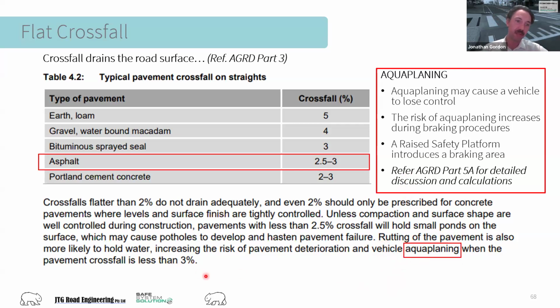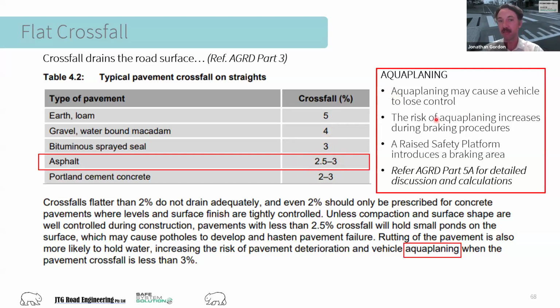So I'm bringing this up in the context of a raised safety platform because less than 2.5% in roads, particularly existing environments, particularly old roads, is very common. It doesn't mean you instantly have aquaplaning, but I just want us to all switch on when we're looking at our 2% and our 1% particularly and saying, wait a second, have we got an issue here?